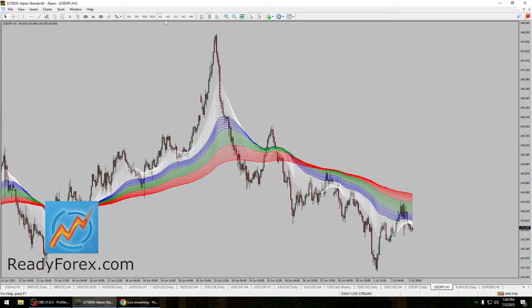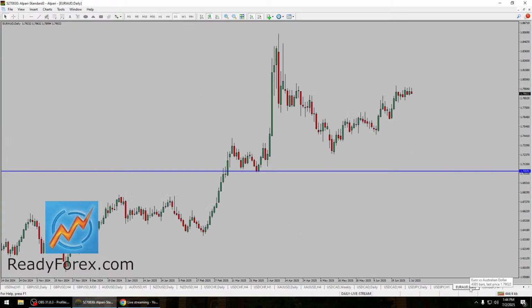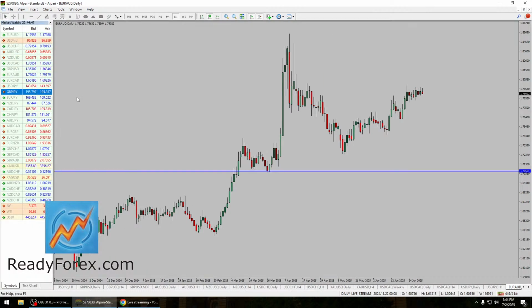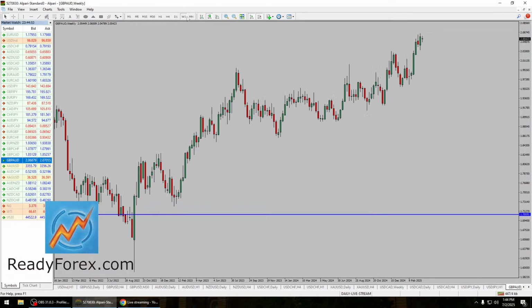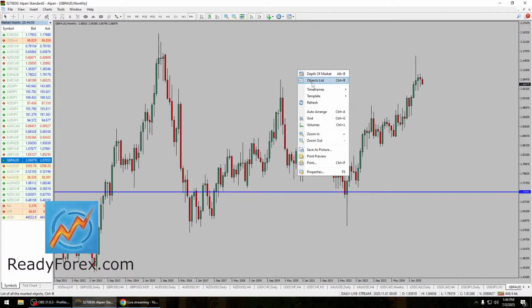Request is about the GBP AUD. Okay, next one is the Euro AUD. No, you want about GBP AUD. Okay, let me see if I have GBP AUD over here. So let's see what's going on in the higher time frame first.